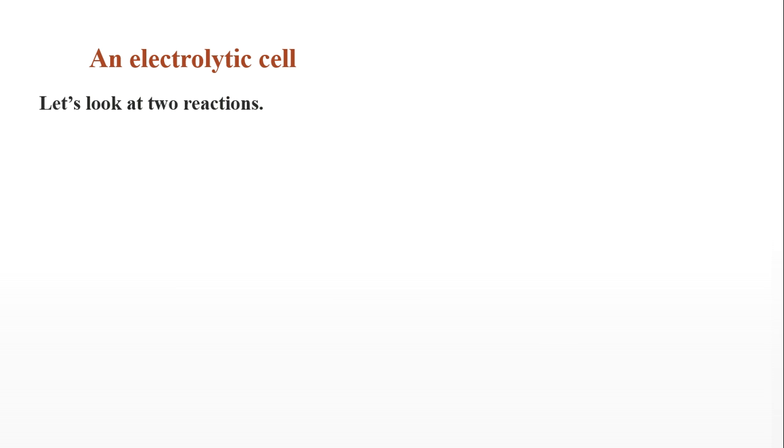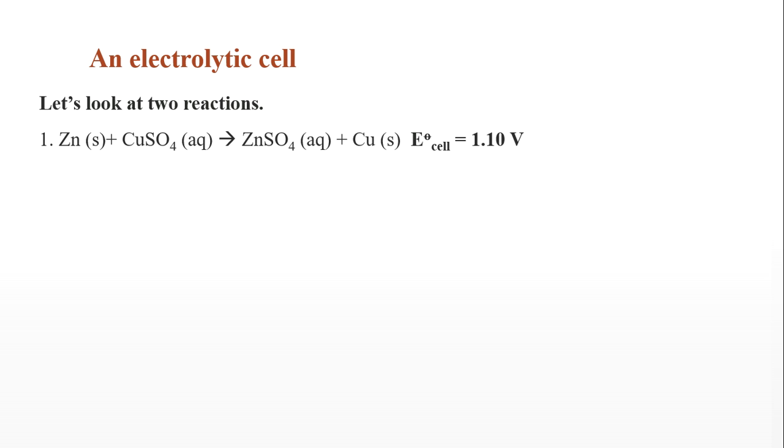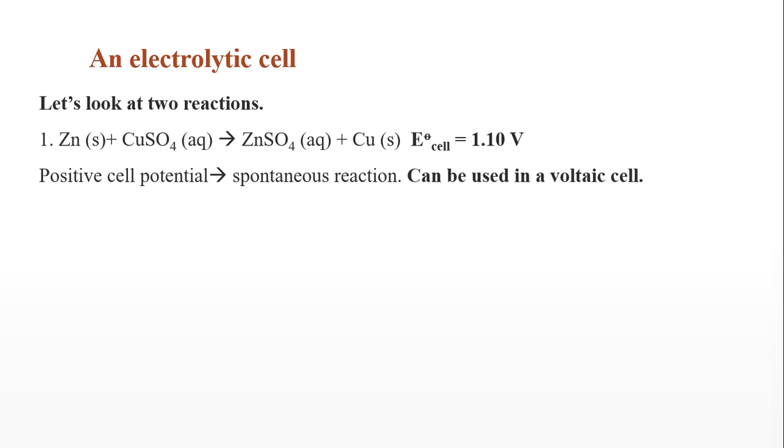So we're going to look at a few reactions here. The first reaction is that between zinc and copper sulfate, that forms zinc sulfate and copper. And here you see the cell potential generated by a reaction like this. If you put it in a voltaic cell, it's 1.10 volts. It has a positive value, therefore we know that this is a spontaneous reaction, and we can use it in a voltaic cell.